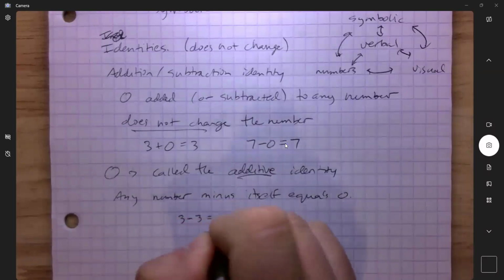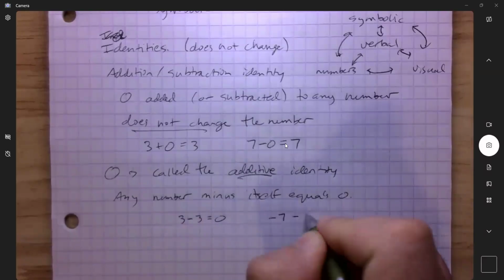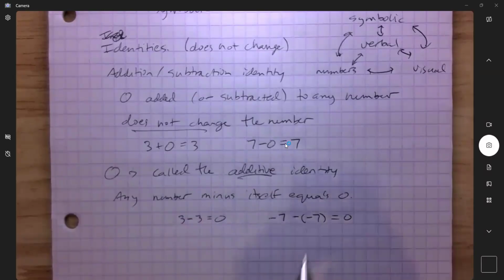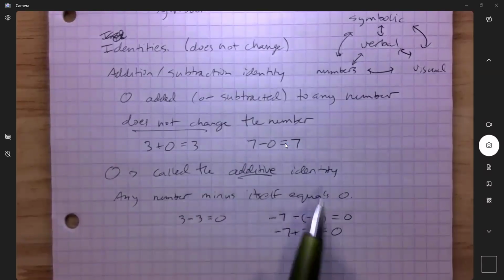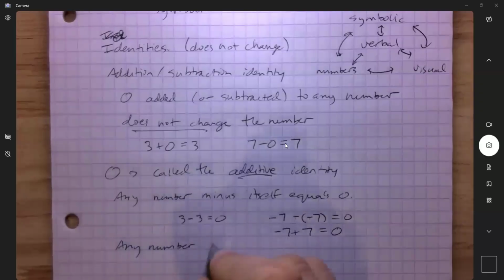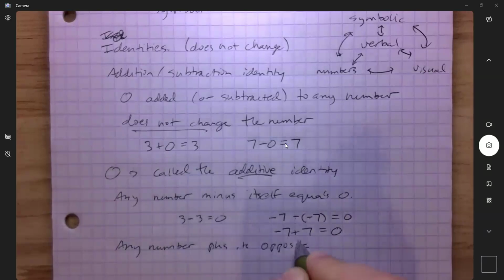3 minus 3 is 0. Negative 7 minus negative 7 is 0. By the way, a minus a negative is adding a positive. So negative 7 plus 7 is 0. You could write that as any number plus its opposite equals 0. So that's the additive identity, or the addition and subtraction identity.